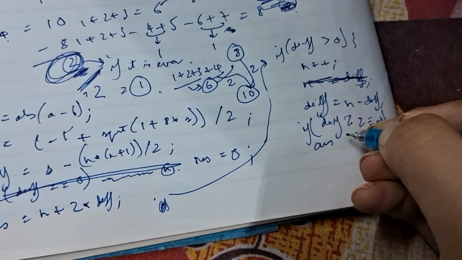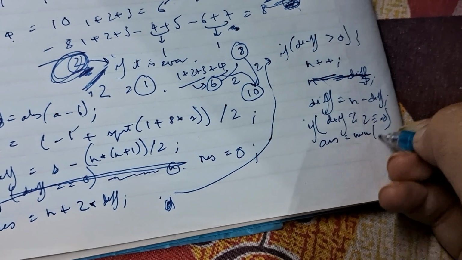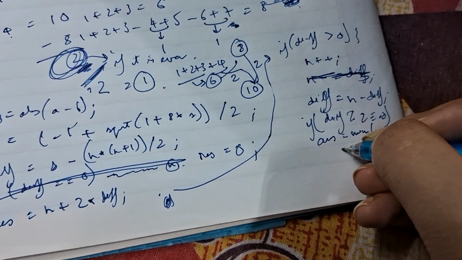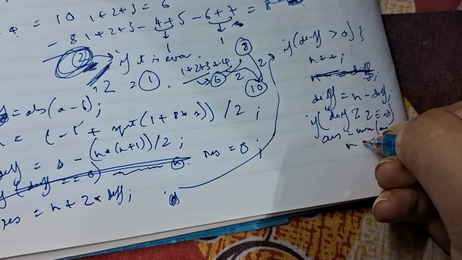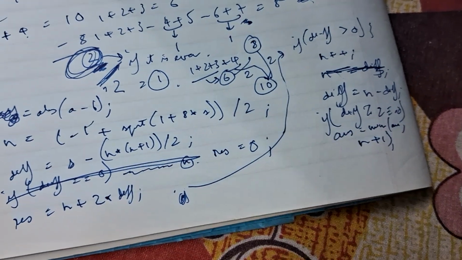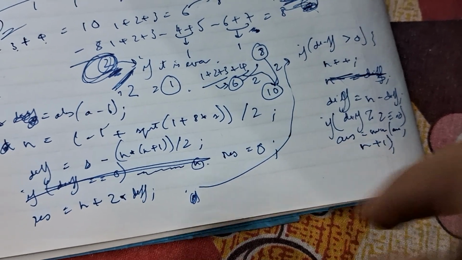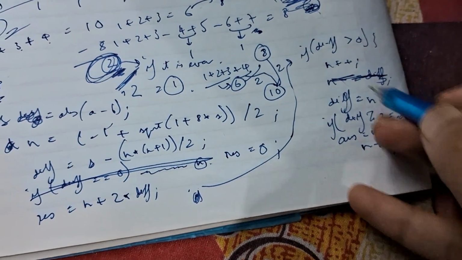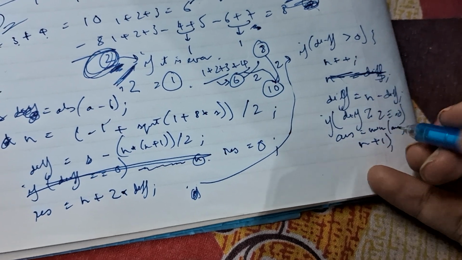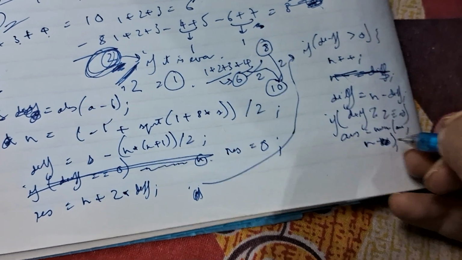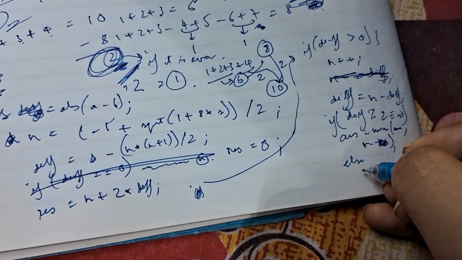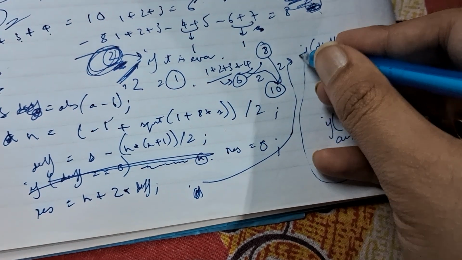make the answer the minimum of answer, comma, n plus 1, because we just used one more term, right? n plus 1. But is it n plus 1? Because we have already made it n plus plus, right? So it is going to be n. Else do the same thing.